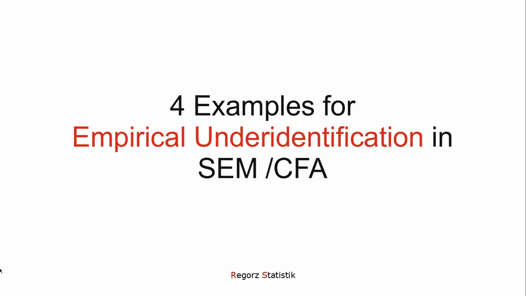Primarily, this is a theoretical question, so you deal with the identification issue before you start acquiring your data, but there is an empirical side to that too. It's possible that in theory your model is identified, but with your specific data points, it's not identified. This is called empirical underidentification. I will show you 4 different situations where this can arise.